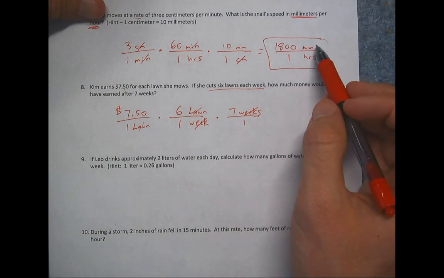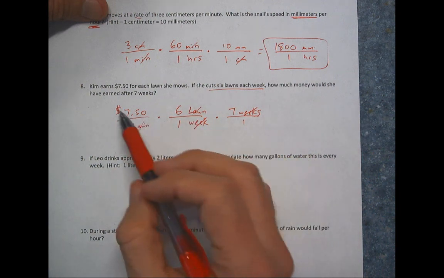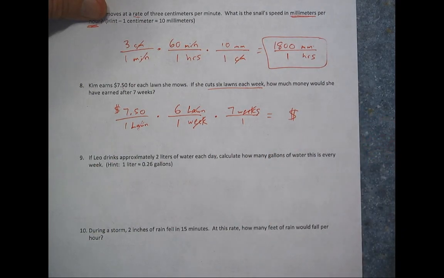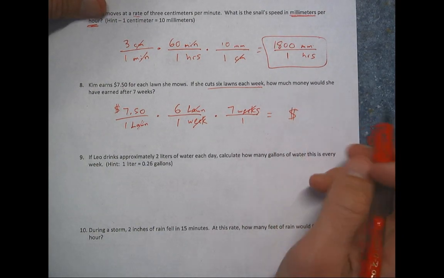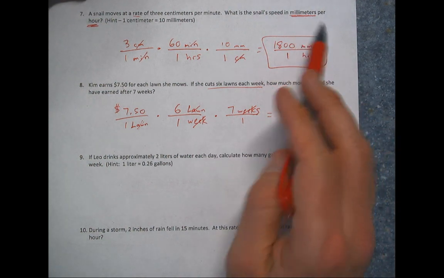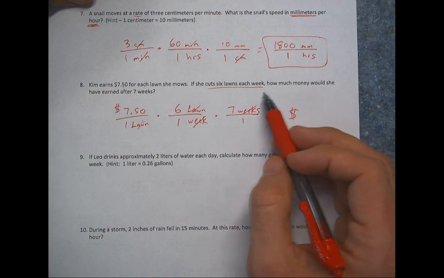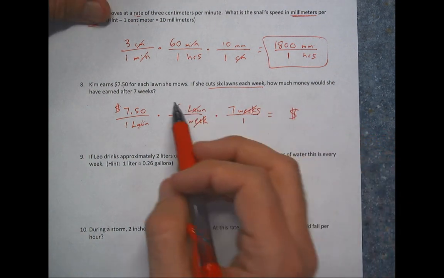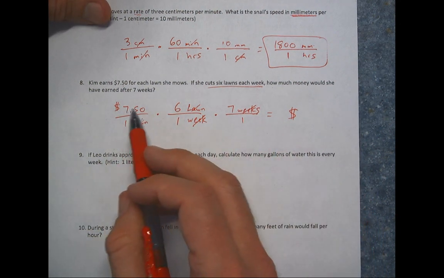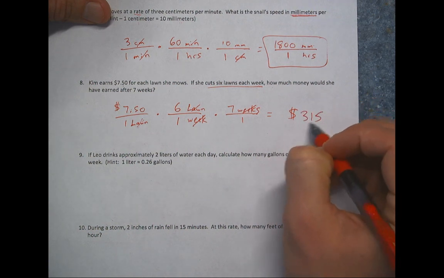It's not going to be millimeters per hour. It's not going to be something over something. All of these canceled except the dollar amount. So my final answer is just going to be a dollar amount. And that's what we want, because the question says how much money would she have earned. It's not asking for a rate. It's not asking how much money per hour she makes, how much money per week, per month, per year. Okay, it's just how much money has she earned. So all we have to do now is multiply. We're going to get a 1 on the bottom, so that doesn't really matter. Multiply 750 times 6 times 7, and it's $315.